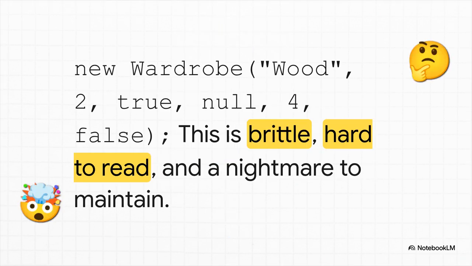And usually, it ends up looking a little something like this. I mean, what does true even mean here? What's that null for? Is the number 4 the number of shelves or the number of drawers? This kind of code is just brittle, it's so hard to read, and it's an absolute nightmare to maintain later on. And you know the worst part? Every time you need a new combination, the problem just gets bigger.